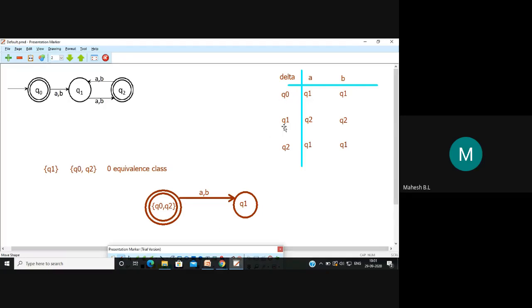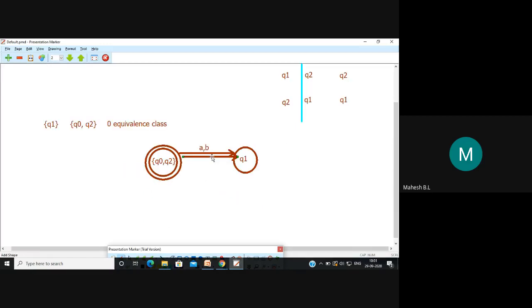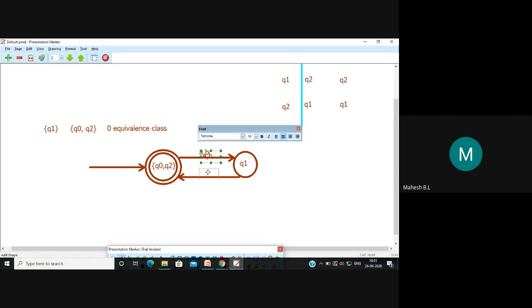Next, Q1 on A and B is Q2. So Q2 is here in this particular state. From Q1 to this state, you need to make the transition. This is the initial state. Then you need to put one transition from Q1 to Q0, Q2, like this. You need to mark this transition, which is again A comma B.